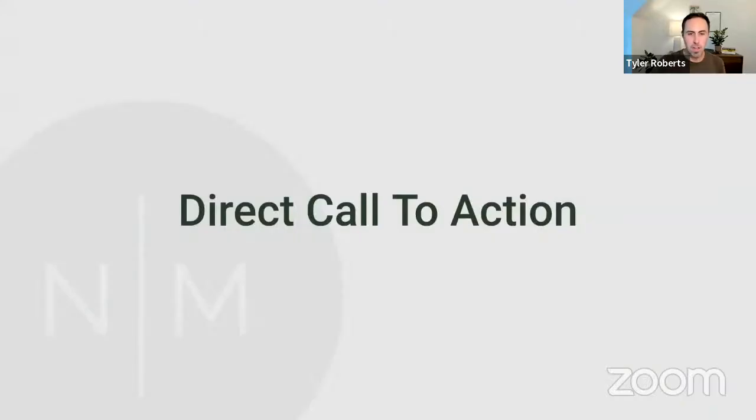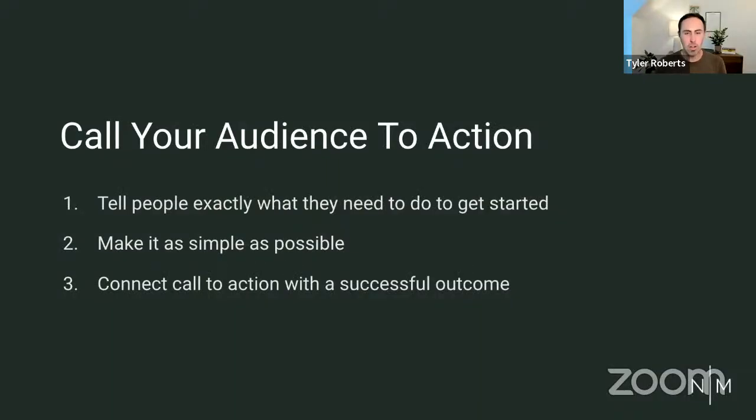Today we're going to be talking about both direct and transitional. First, let's talk about your direct call to action. We want to call your audience to action. We want them to do something when they're on your website or interacting with some sort of marketing collateral that you have. You want to tell people exactly what they need to do to get started, make it as simple as possible for them to take that action, and connect the call to action with a successful outcome. We'll talk about that in just a second.